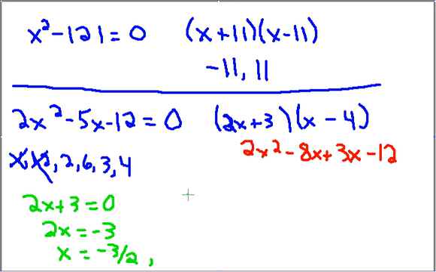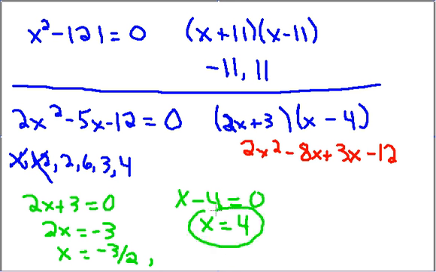Now, let's set our second factor, x minus 4, equal to 0. X is not by itself. We have to add 4 to both sides. That'll leave us with x on the left and 4 on the right. So we can see there are two values for x that solve this equation. X equals 4 and x equals minus 3 halves.